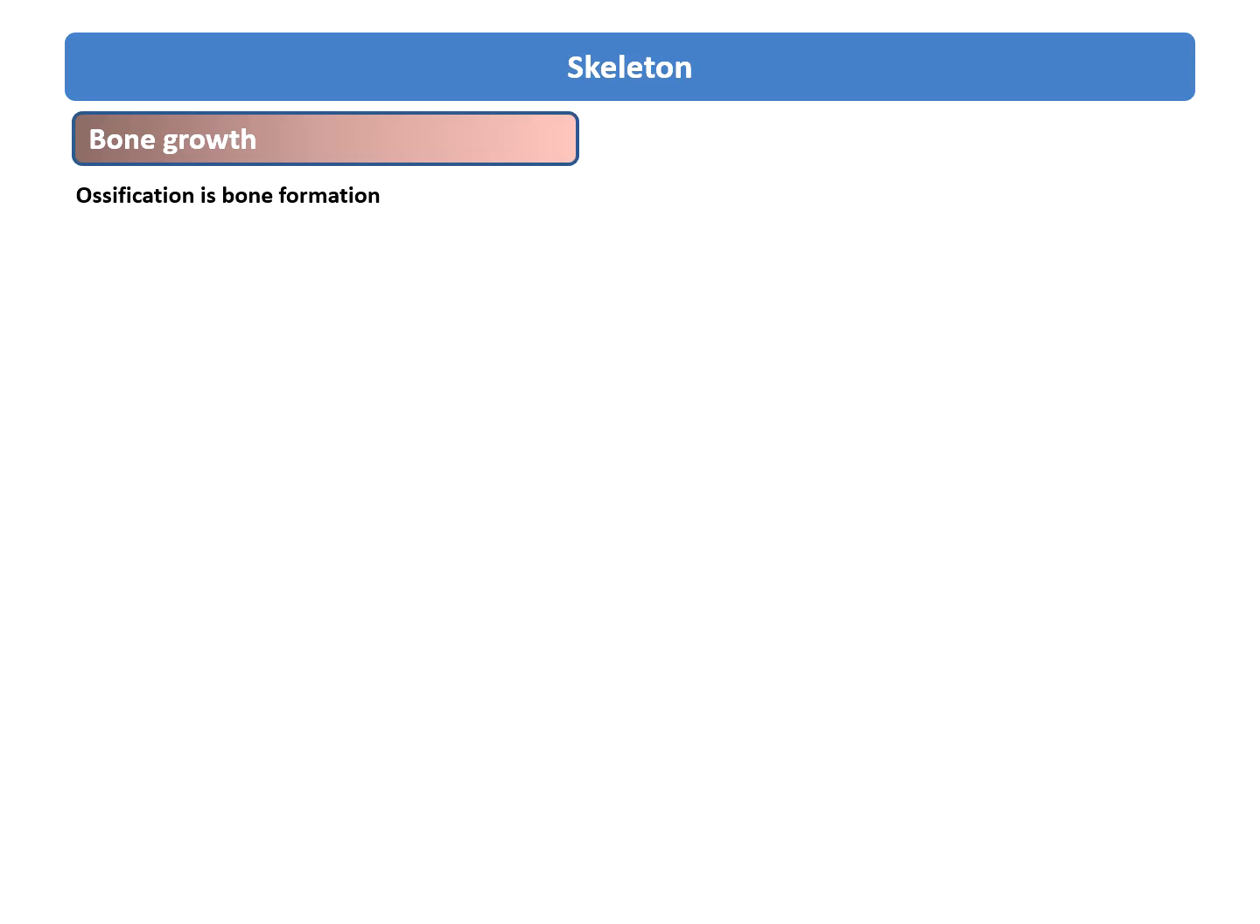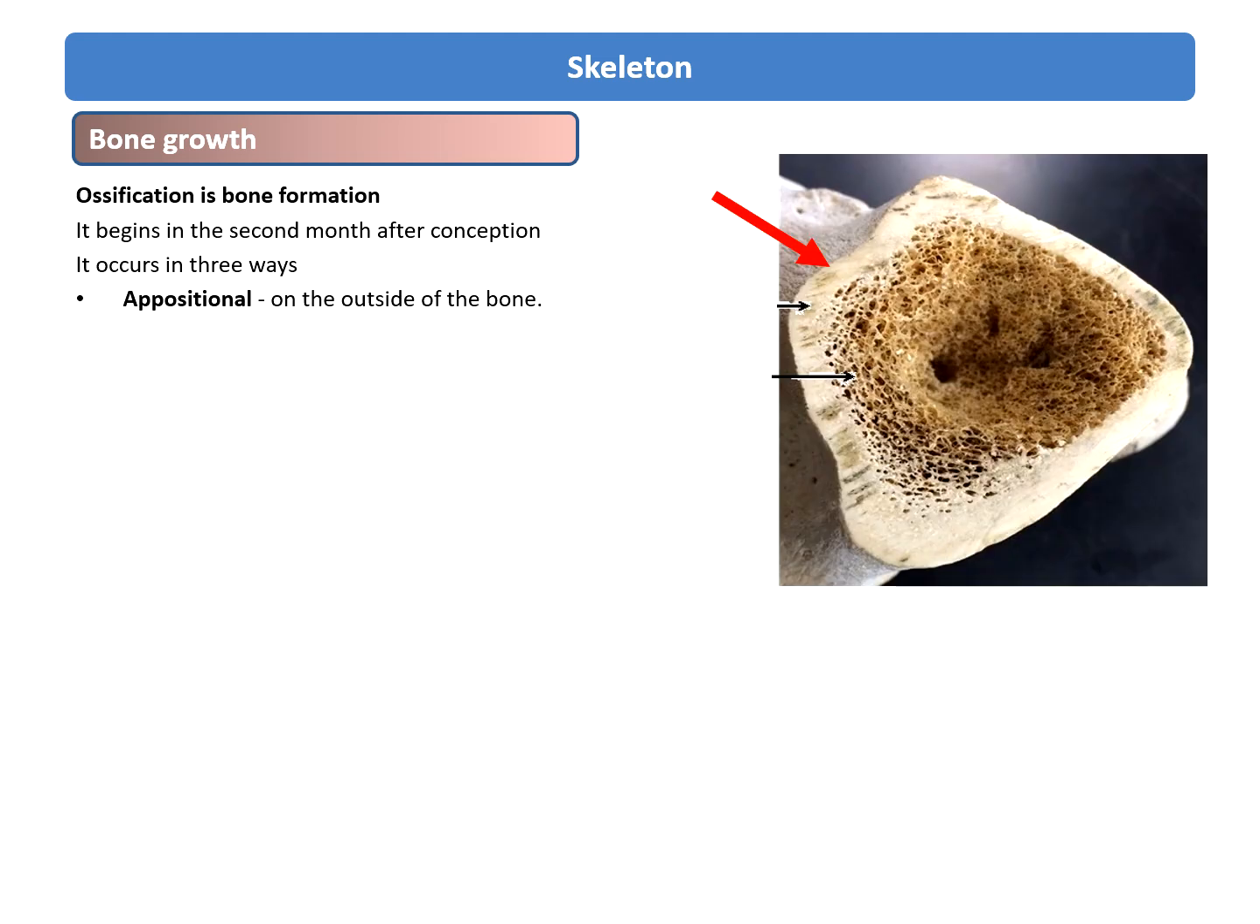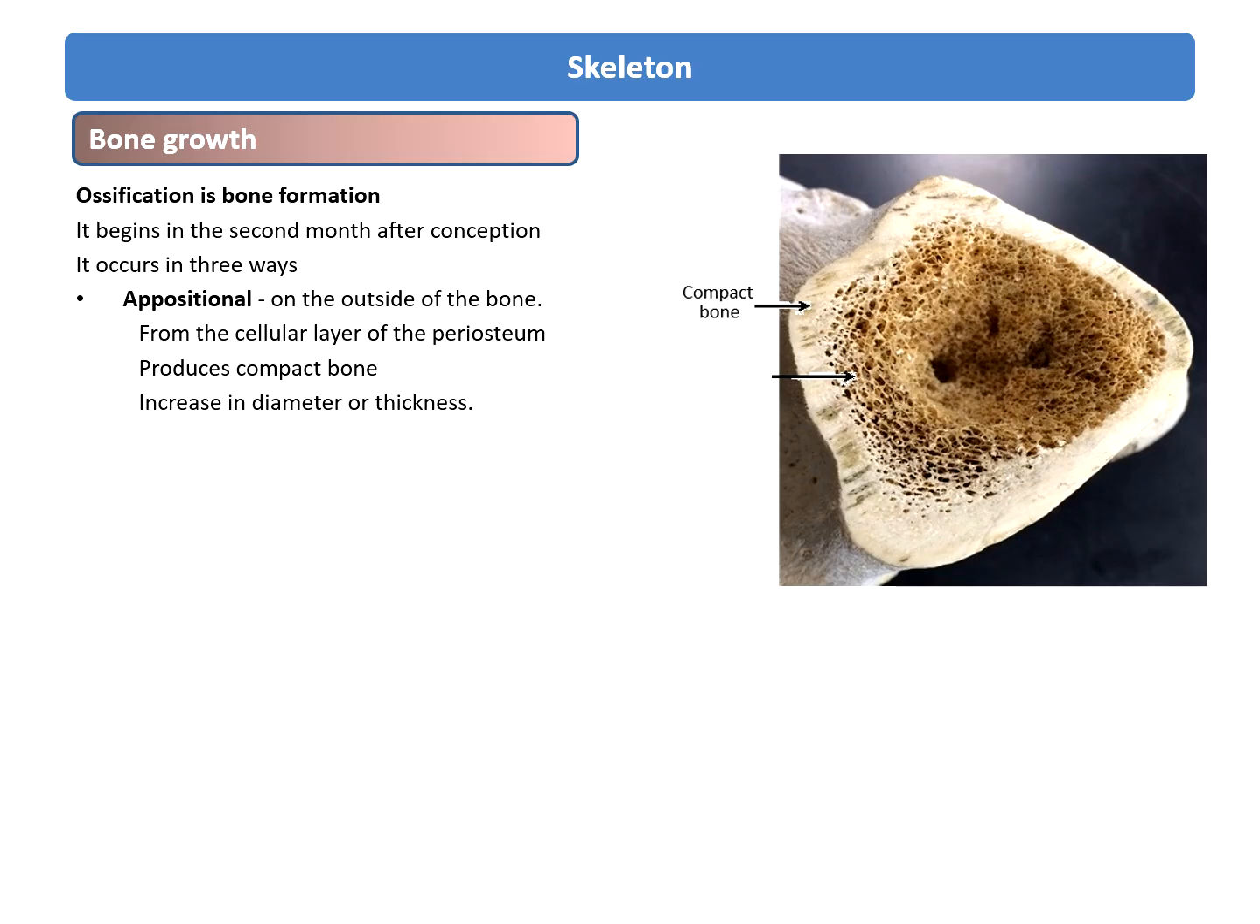Ossification is bone formation. It begins around the second month after conception, and it occurs in three ways. One is appositional, on the outside of the bone. From the cellular layer of the periosteum, compact bone is laid down. It increases the diameter or thickness of a bone. Now, while that's happening, the medullary cavity is also increasing in size.